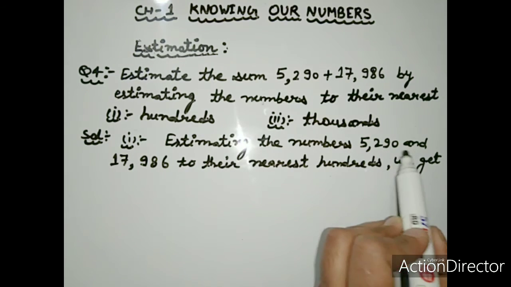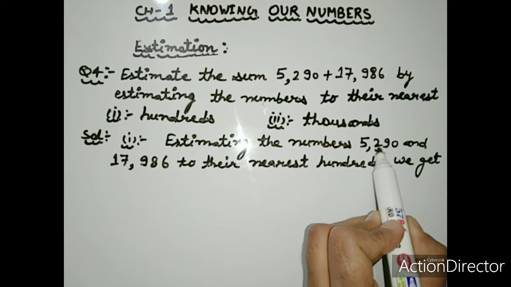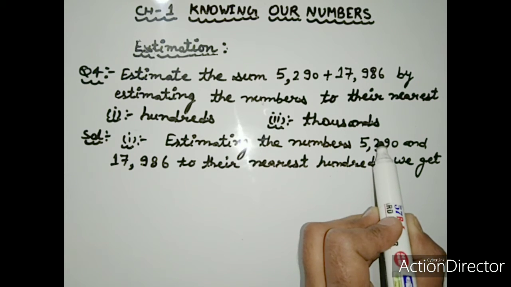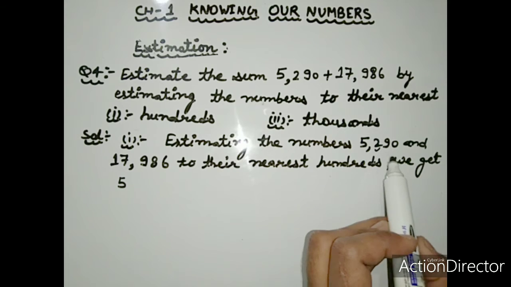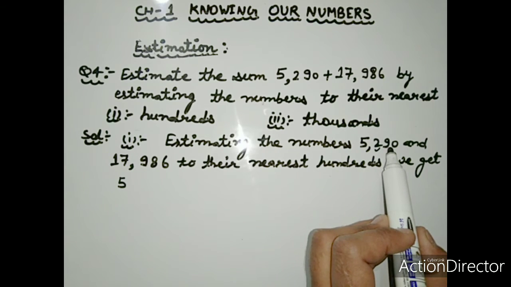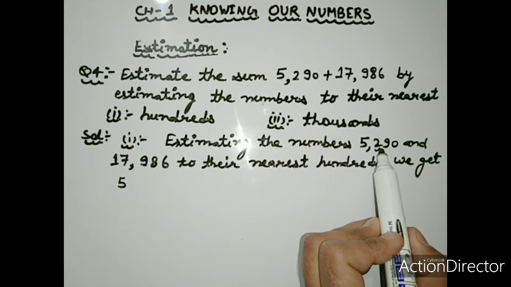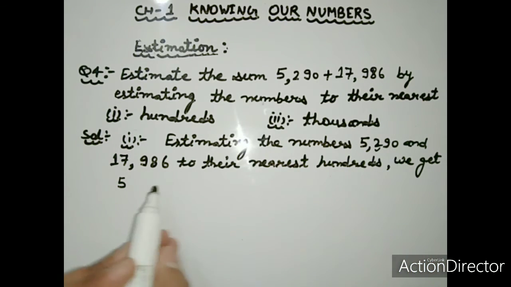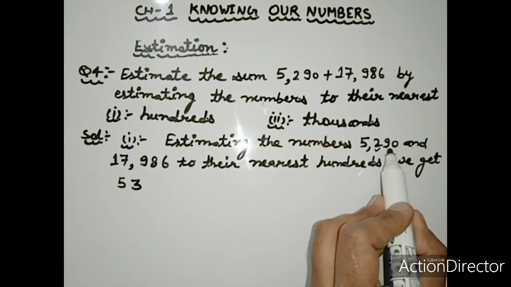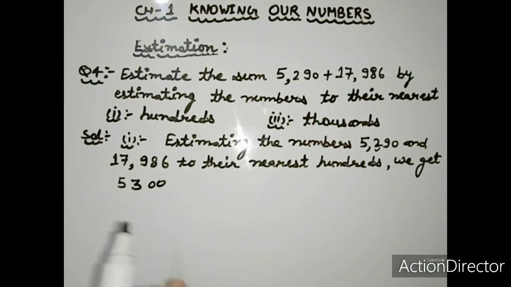So here we take a round off to the nearest 100. So ones, tens, 100. The digit in the required place is 2 here. 9 is the digit on the right-hand side of the required place, which is greater than 5. So here we increase the digit in the required place by 1. So 2 plus 1 is 3, and the other two digits are replaced by 0. So here we get 5300.